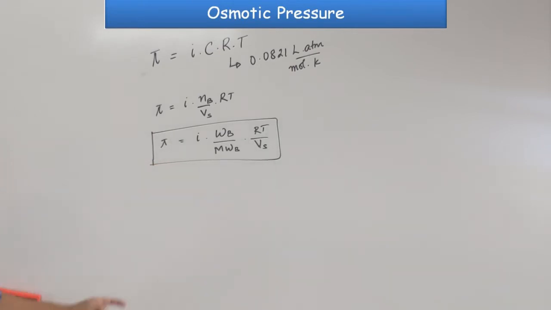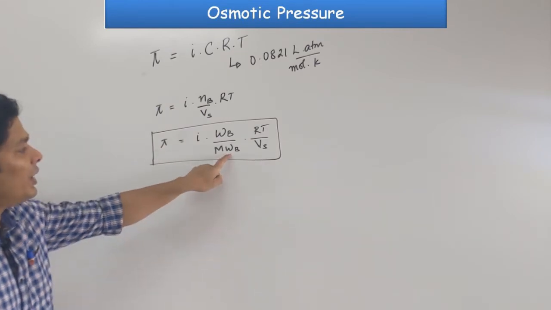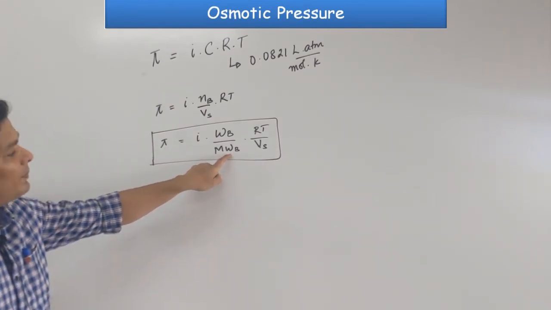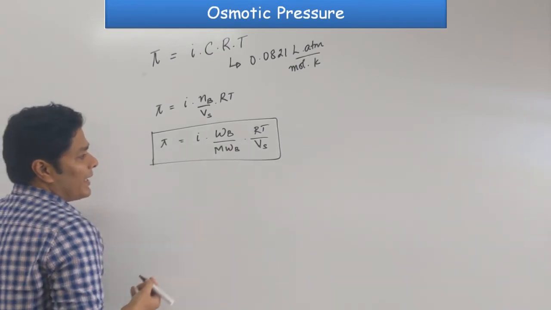This equation is more than enough for you to calculate the osmotic pressure, or they may give you the osmotic pressure and ask you the molecular mass of an unknown solute. Pretty straightforward.